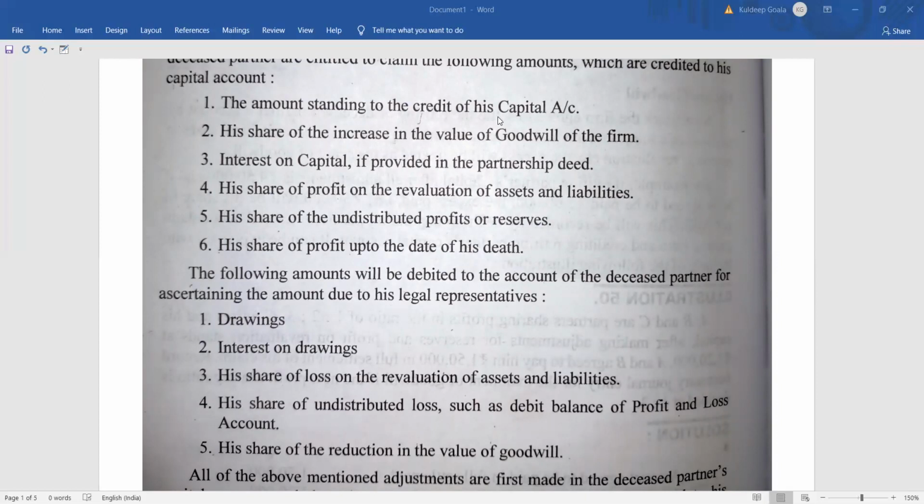The capital account credit balance, goodwill, whatever the partner will get, interest on capital, what is going to get, okay? Then salary if he is going to get anything, or commission. Then the share of profit on revaluation, the share of undistributed profit or reserve, and the profit till the date of death. And what will be deducted from his capital? Drawings, interest on drawings, right?